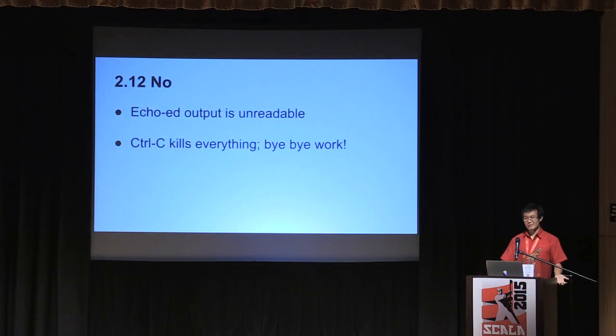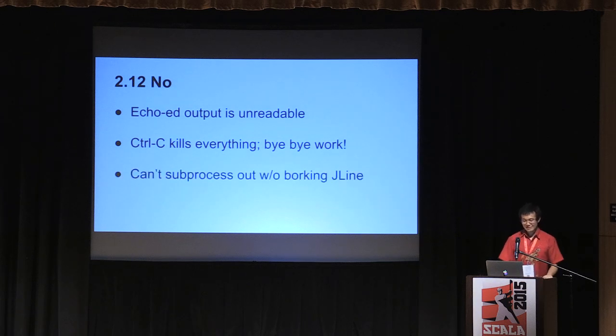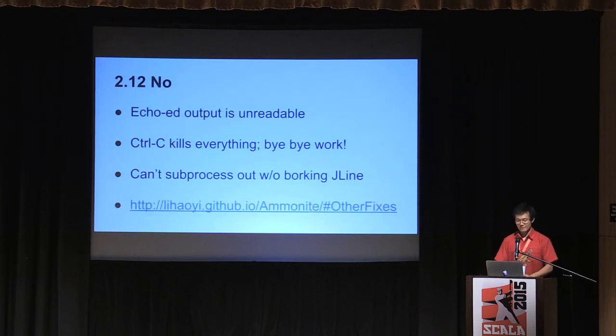So if you have runaway code and you want to interrupt it, either you wait to infinity for the code to finish, because it's Turing complete, so you don't even know if it's ever going to finish, or you kill it and lose all your work. Neither of which are good solutions. You can't sub-process out without borking JLine. I didn't demonstrate this, but you could take my word for it. And there are a bunch of other problems that need to be fixed.